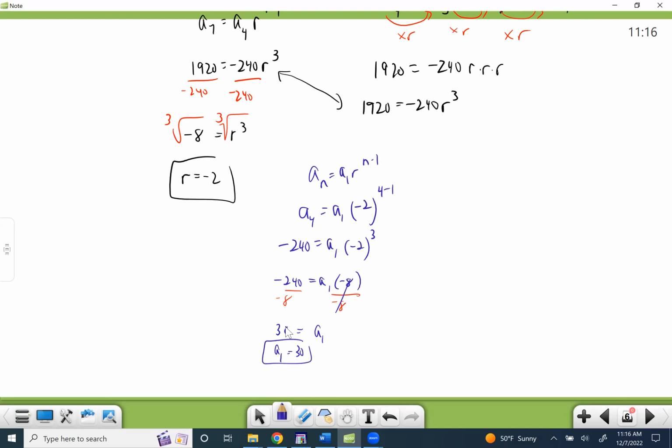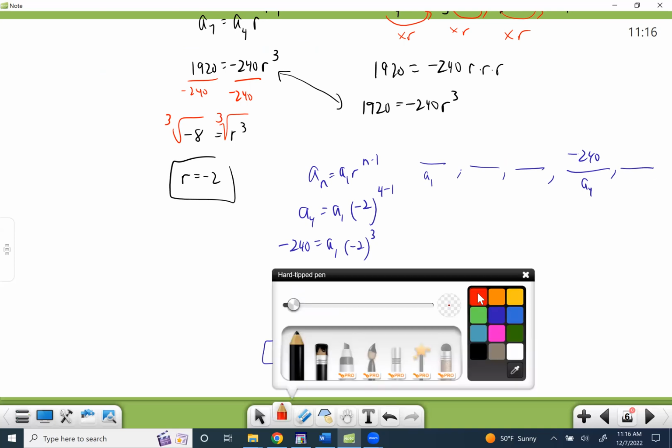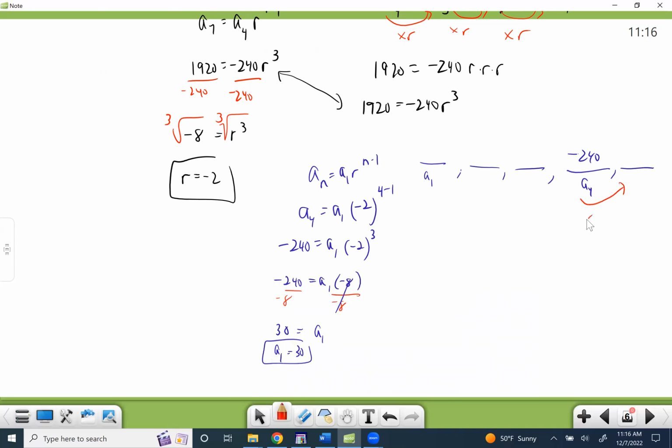Now, a more intuitive way, if you're a person who doesn't like formulas, we have A sub 4. What we want, A3, A2, what we want is A1, right? Well, we know that going this way to the right, we were multiplying by negative 2, because that was the common ratio, negative 2. So if I'm multiplying by negative 2 to go to the right, then I'd have to divide by negative 2.